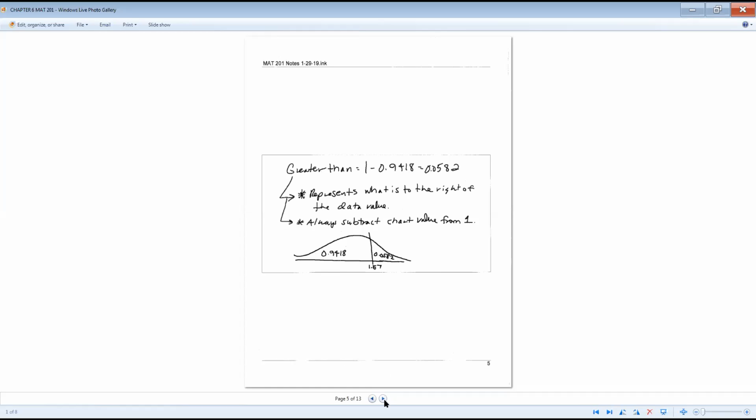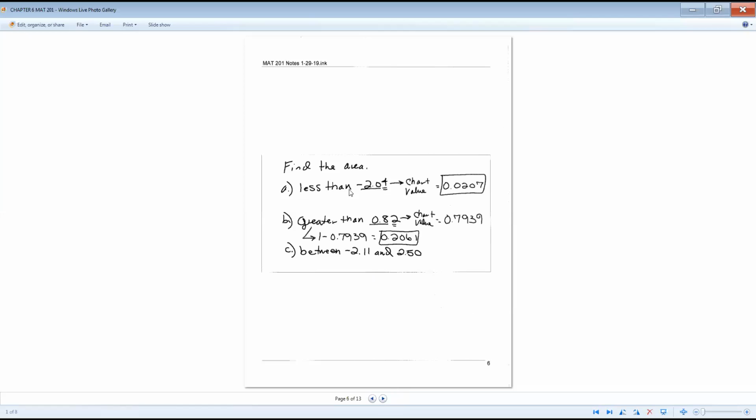All right. If I want to know what's greater than it, then what I would do is subtract it from 1. In other words, greater than represents what's to the right of. The chart will always give you what's to the left of. If you want to know what's to the right of, remember everything under the curve is equal to 1. So if 0.9418 is to the left of that data value, when I subtract it from 1, I get 0.0582. That means 0.0582 will be to the right of it. Remember, both of these numbers have to add up to 1. So if I want to know greater than, using the chart that we have, I will always subtract my chart value from 1. Not the z-score, the chart value.